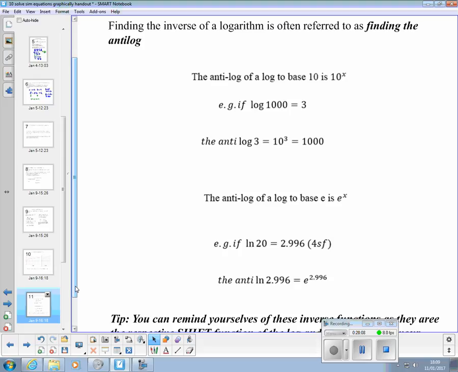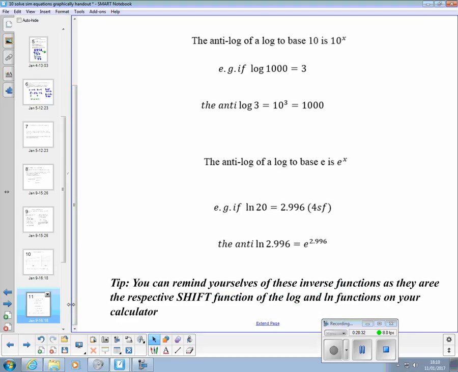And the easiest way to remember is on your calculator, they are the shift functions on the two log keys. If you look at your log key, you'll see that the shift function on that is 10 to the x. And if you look at your ln key, you'll see the shift function on there is e to the x. And I've put that little tip on there. If you take the log of 20, and then do shift log of the answer, it should go back to 20 again.